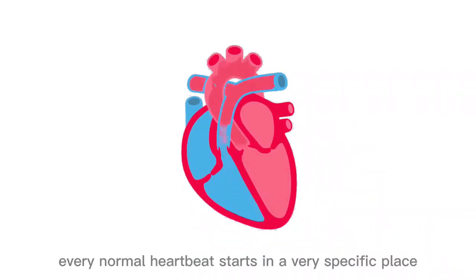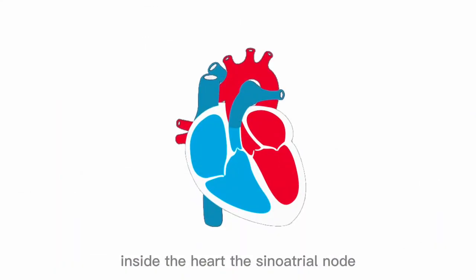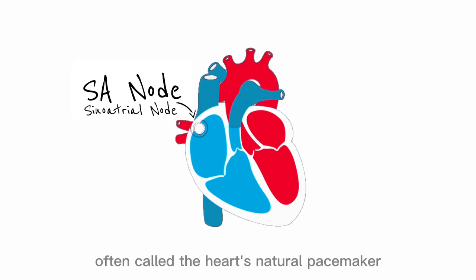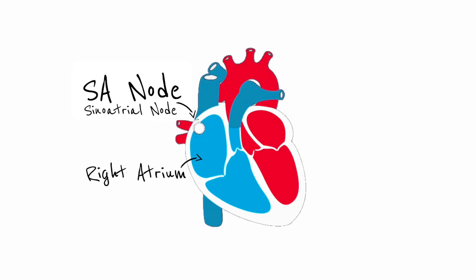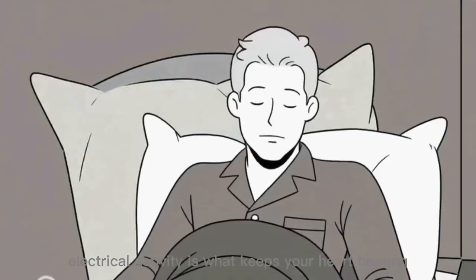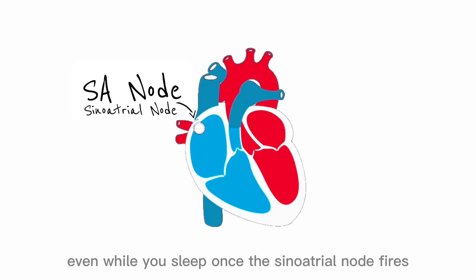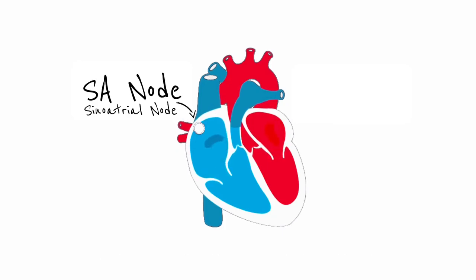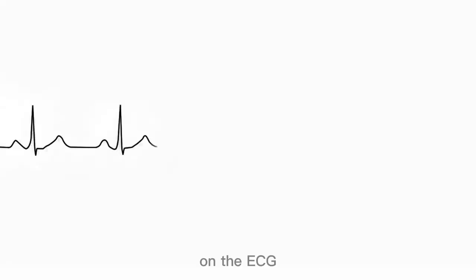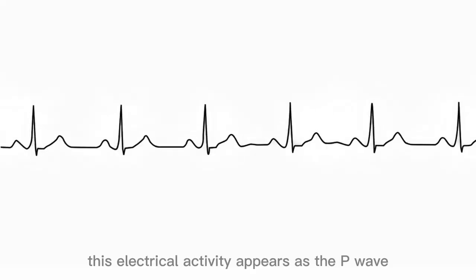Every normal heartbeat starts in a very specific place inside the heart, the sinoatrial node, often called the heart's natural pacemaker. This small cluster of specialized cells sits in the right atrium and has a unique ability. It can generate electrical impulses on its own, without needing any external signal. This automatic electrical activity is what keeps your heart beating, even while you sleep. Once the sinoatrial node fires, the electrical impulse spreads smoothly across both atria. This causes the atrial muscle to contract, pushing blood into the ventricles. On the ECG, this electrical activity appears as the P wave.